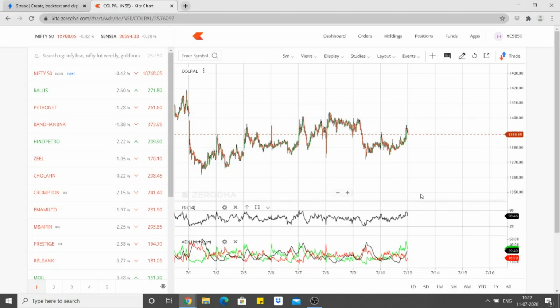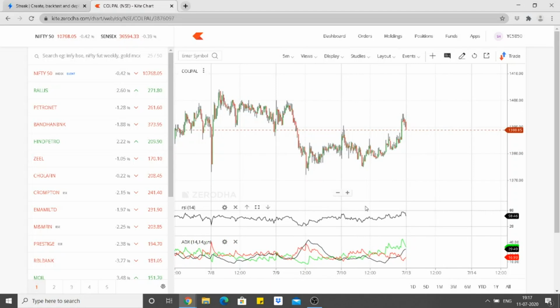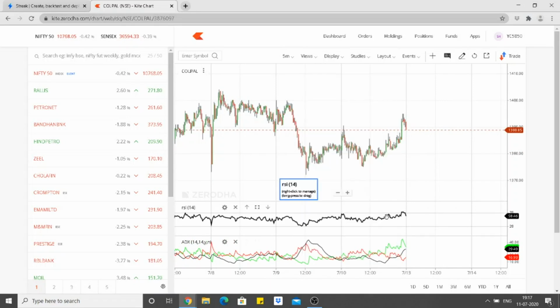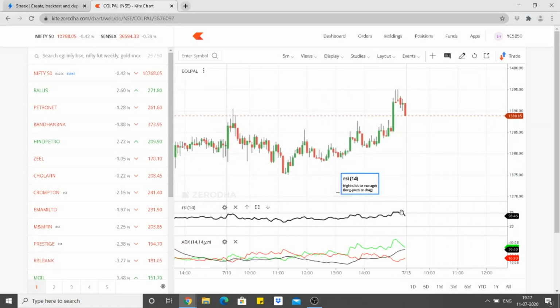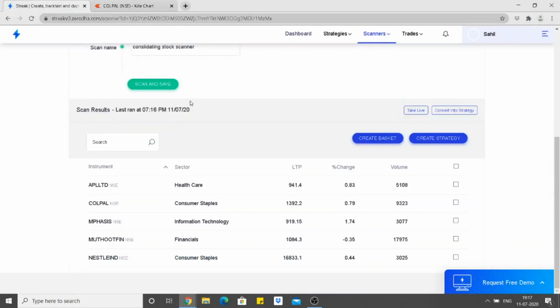And at the same time, the price seems like it has very recently crossed below 70. Let me just change the bounds over here, overbought level to 70, and you will have a better idea. Yep. So right here you can see that the RSI has just crossed below level 70. Okay, let's have a look at another scanner. Oh, sorry, another result.